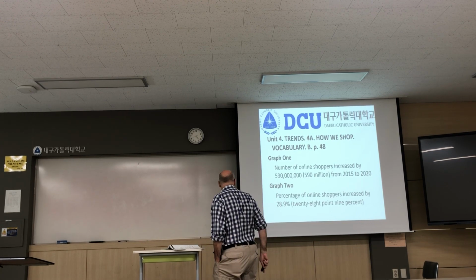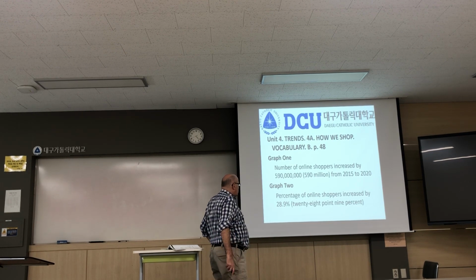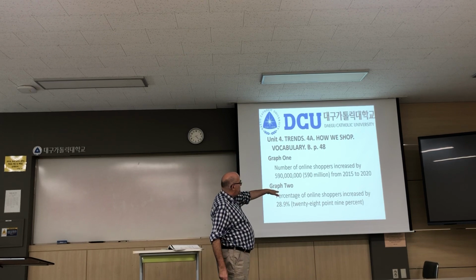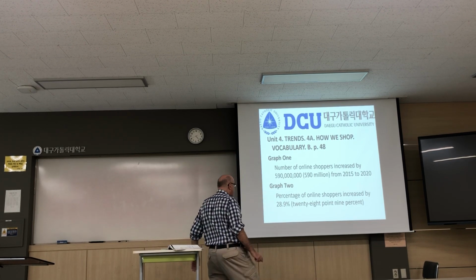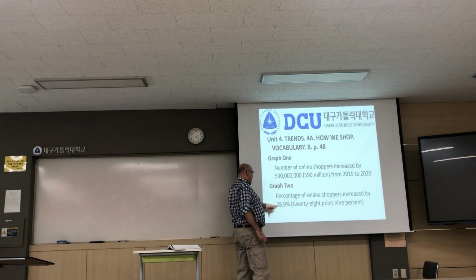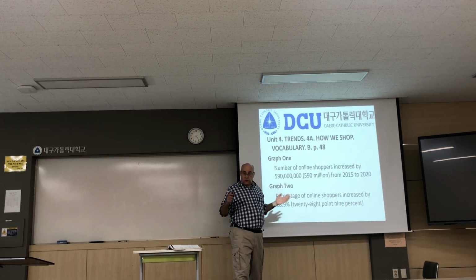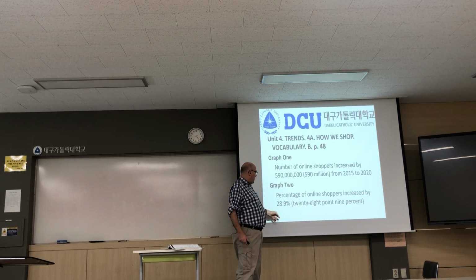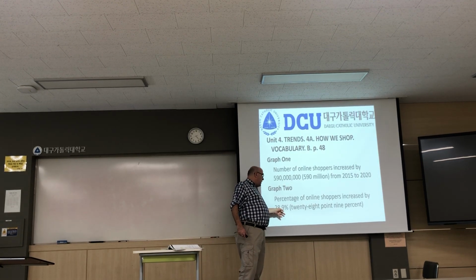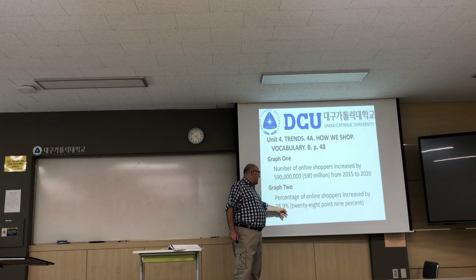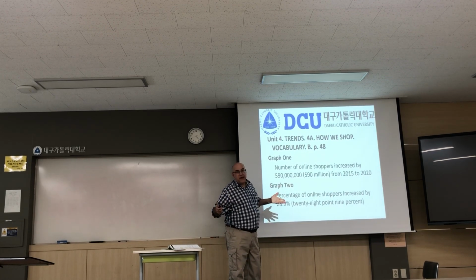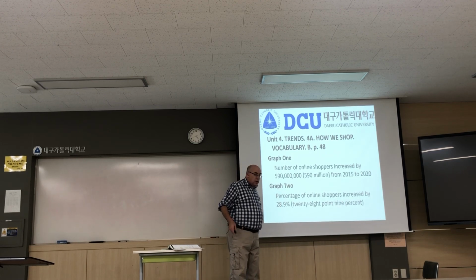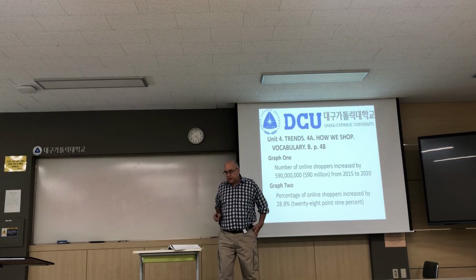So what do I show here? Percentage of online shoppers increased by 28.9%, or we don't say 28.9%. That's technically correct. What we say is 28.9 percentage points or percent. So that's graphs one and two.